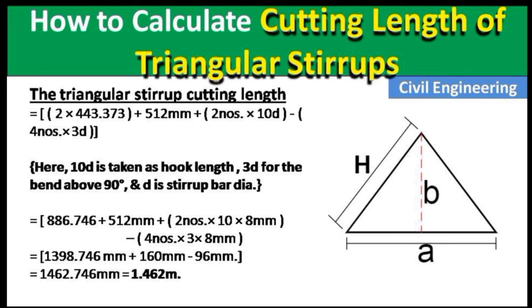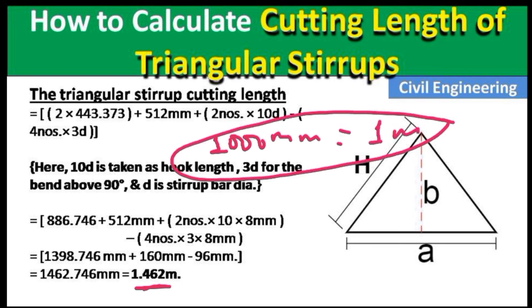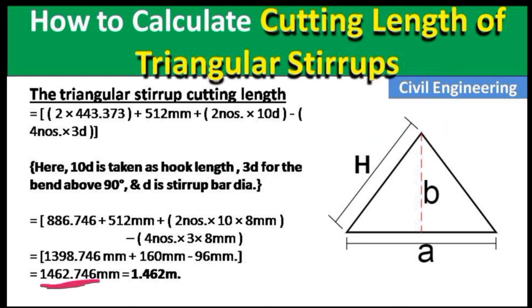So putting all this value and calculating, we will get 1462.74 mm, and approximately in meter 1.462 meter, because 1000 mm makes 1 meter. Using this conversion factor, we will get this much mm and this much meter of the stirrups.